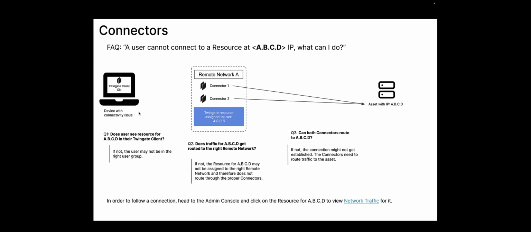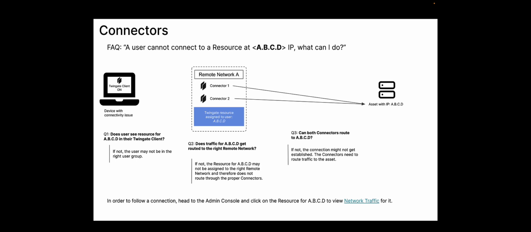Now, here's what you should really think about, right? So if a user is connected to Twingate, their client is on, they see the list of resources, but they can't access a particular resource at an IP address. Again, make sure the address itself is either declared as a resource or part of a resource declared as a site or range covering that IP address, because that is going to inform what traffic gets intercepted.